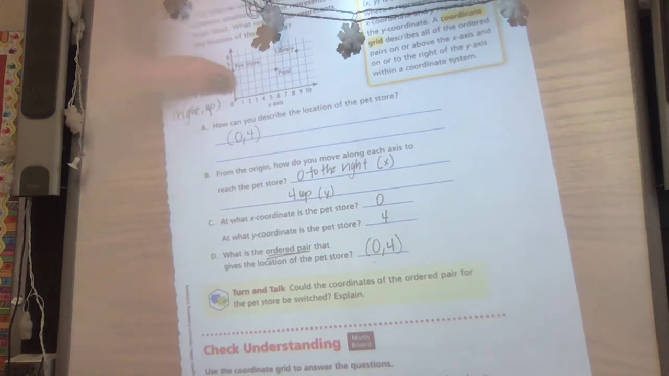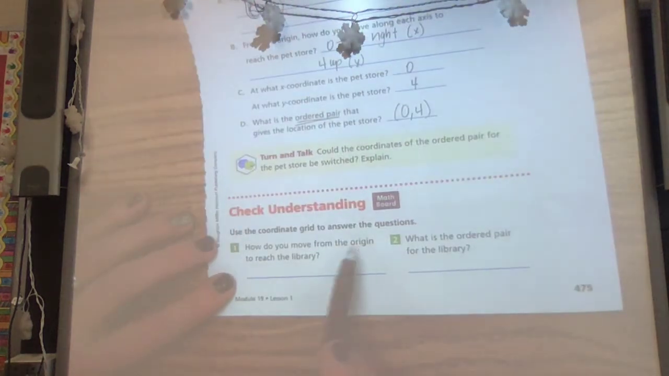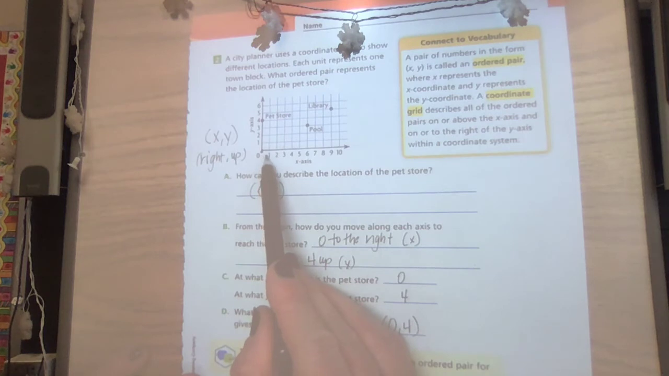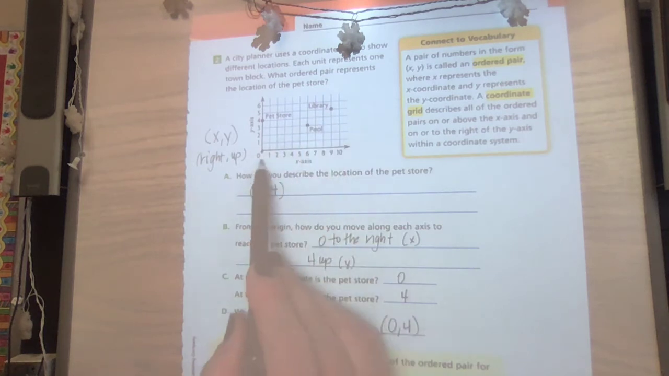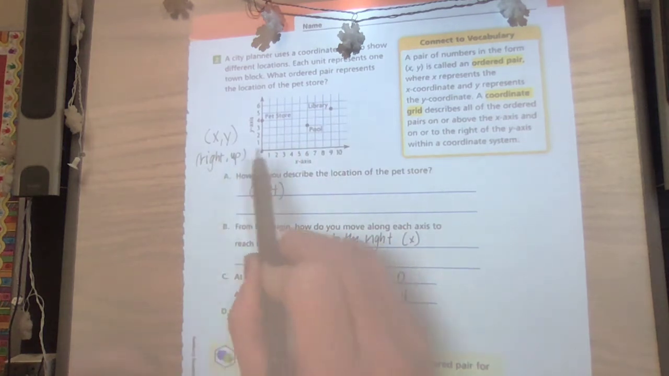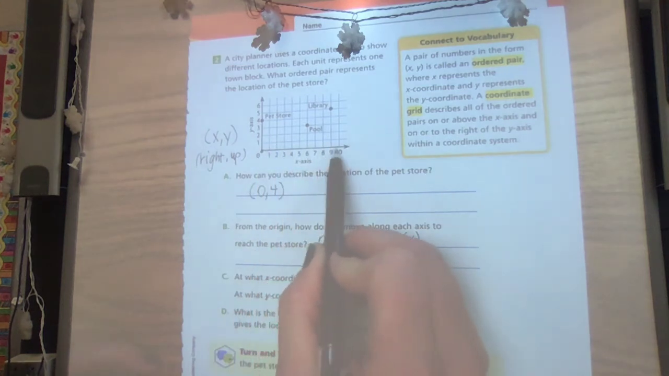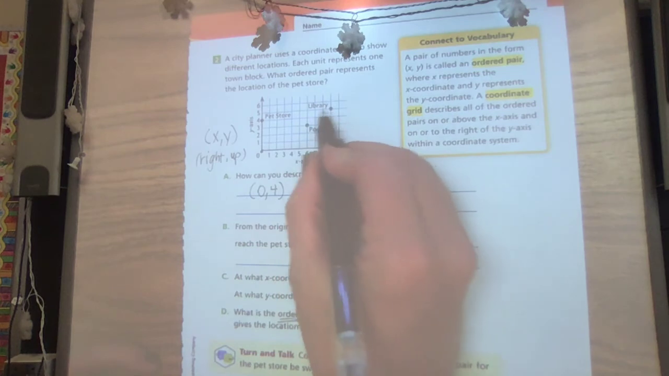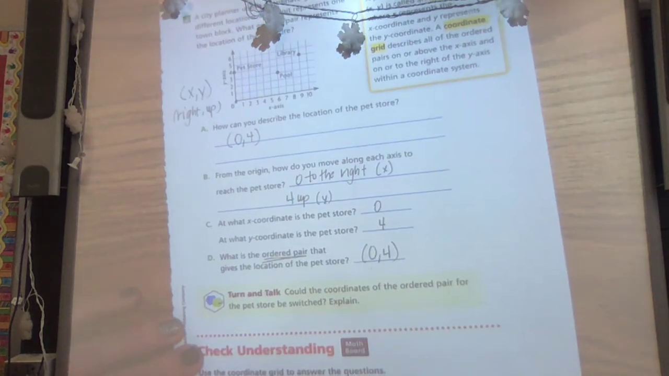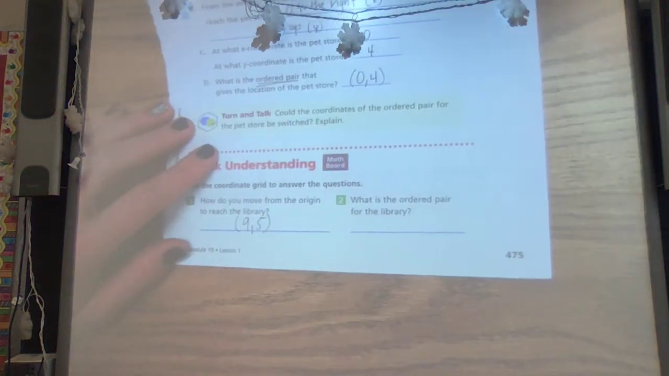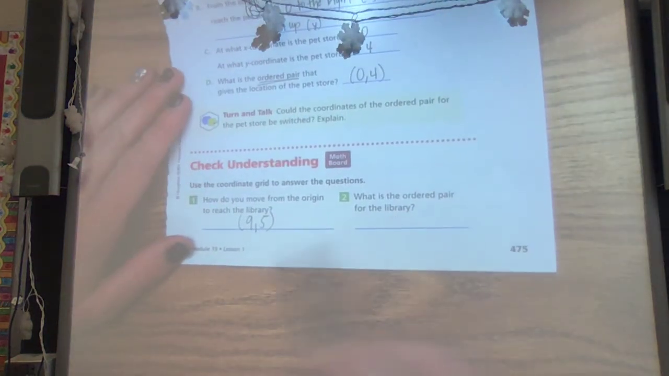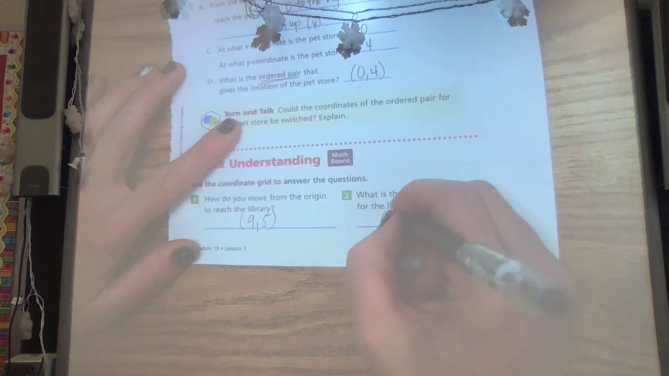So, how do you move from the origin to reach the library? Remember, origin, library. I'm going to move right then up. 1, 2, 3, 4, 5, 6, 7, 8, 9 to the right, and 5 up. And I'm just going to write 9 and 5. You can write 9 right and 5 up. What is the ordered pair for the library? Oops, already wrote it. 9, 5.